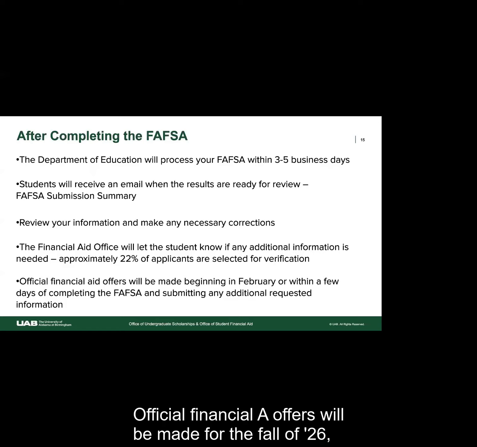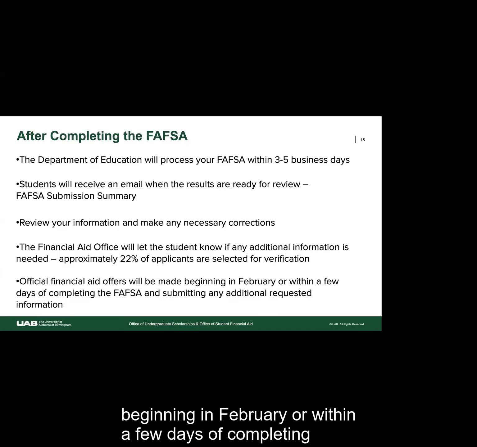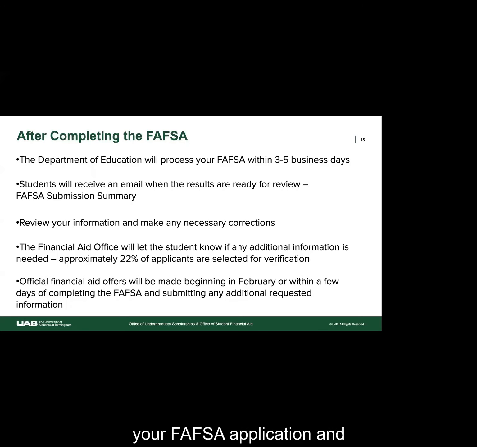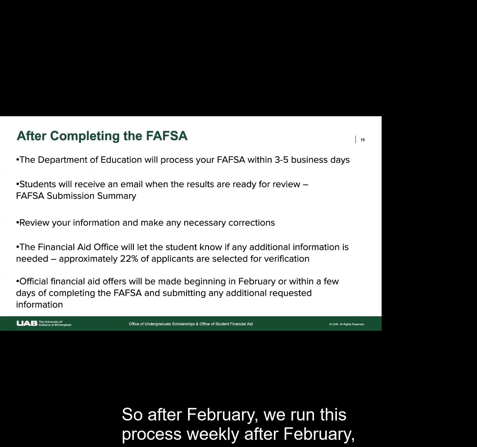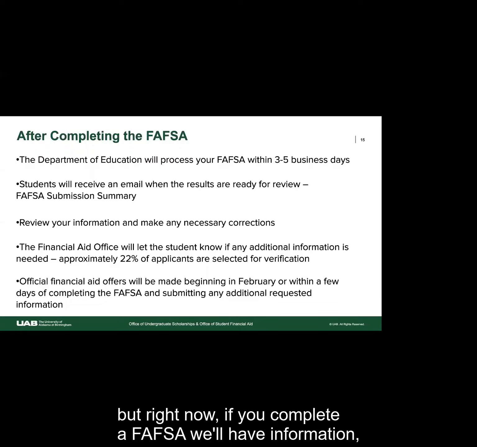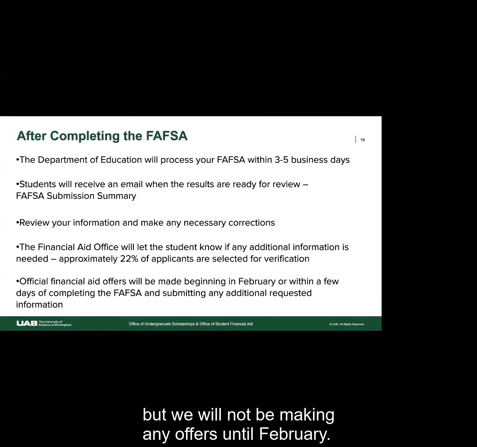Official financial aid offers will be made for the fall of 26 beginning in February, or within a few days of completing your FAFSA application and submitting any additional requested information. After February, we run this process weekly. But right now, if you complete a FAFSA, we'll have your information, but we will not be making any offers until February.